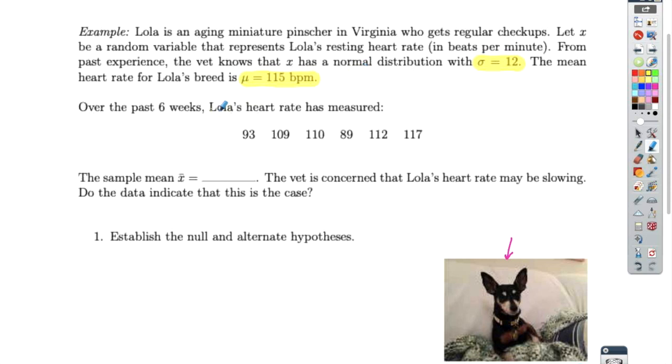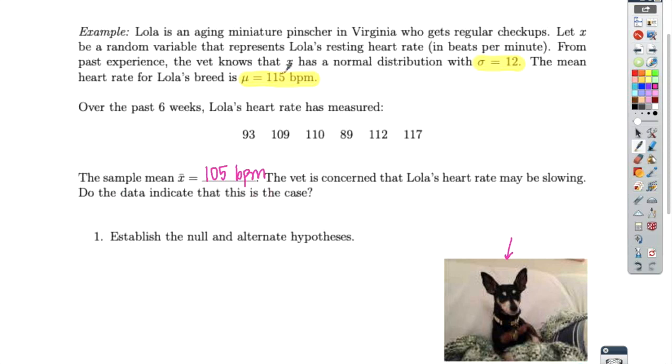Over the past 6 weeks, Lola's heart rate has been measured, and we have these same 6 data values that you were given in the warm-up. So in the warm-up, we just added all these up, and divided by 6. We found a sample mean of 105 beats per minute. The vet is concerned that Lola's heart rate may be slowing. Do the data indicate that this is the case?